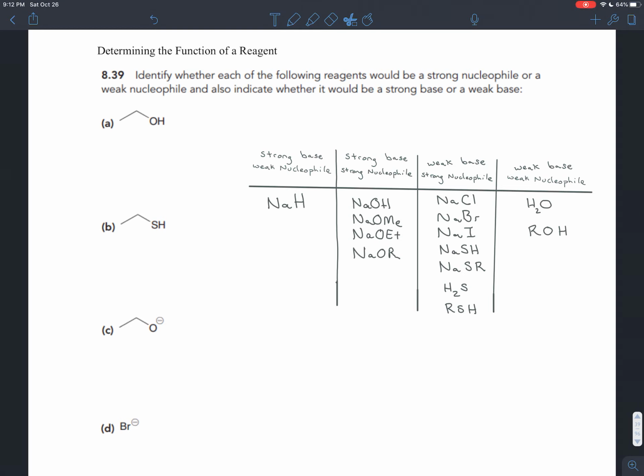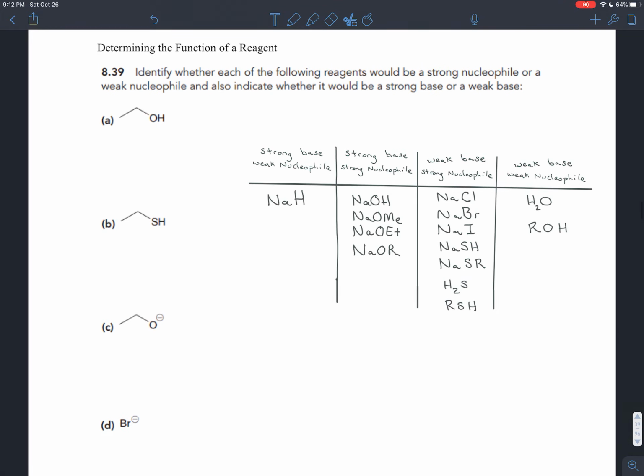What if this was a reagent? What type of a reagent would it be? What possible adventures can these molecules go on? So it says, identify whether each of the following reagents would be a strong nucleophile or a weak nucleophile. That's what we have in this column here. And also indicate whether it would be a strong base or a weak base, and that's what we have here. So we want to know which of these 4 categories each of these falls into.